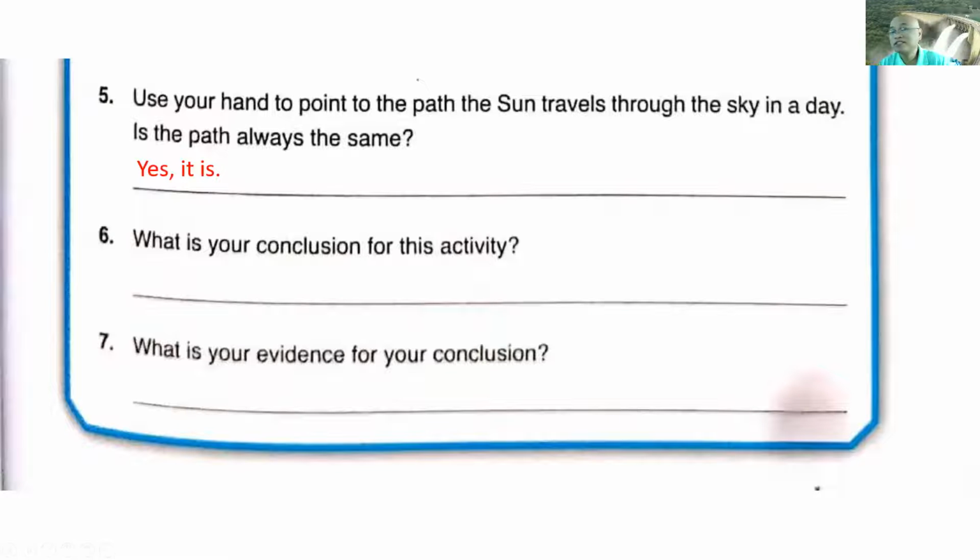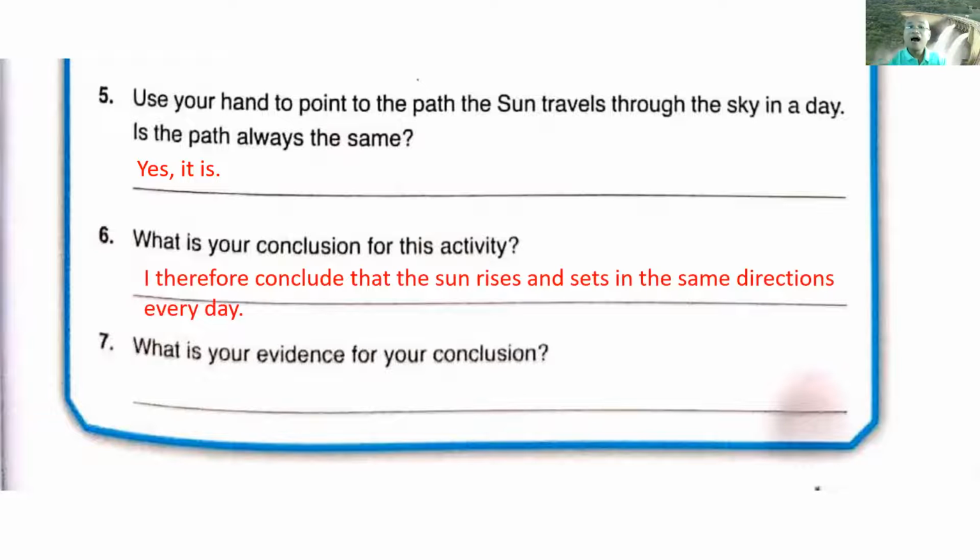And number 6, what is your conclusion for this activity? Now, I am teaching you to become a scientist. And so, if you can write your conclusion in English, just by yourself, not by your mom or your dad, then you can become a scientist. And so you can write, I therefore conclude that the sun rises and sets in the same directions every day.